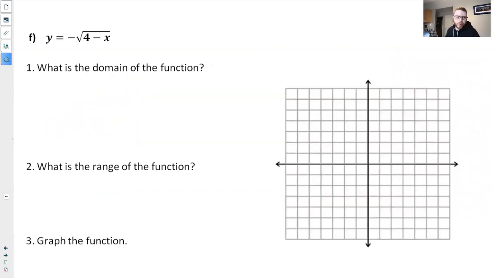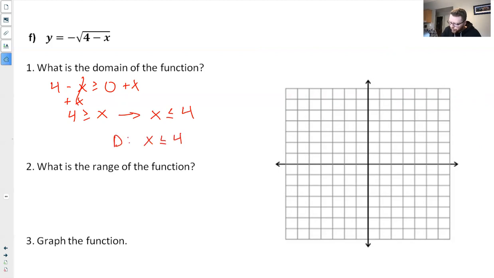All right. Okay, so next one, y is equal to negative root of 4 minus x. Again, I'll encourage you to solve this on your own. So for the domain, we set our radicand greater than or equal to 0, so 4 minus x is greater than or equal to 0. Add x to both sides. So 4 is greater than or equal to x. I don't really like it when it's written in this way. I like to put my x first. So when x is less than or equal to 4, that is when the graph exists. Okay, so that is my domain when x is less than or equal to 4.